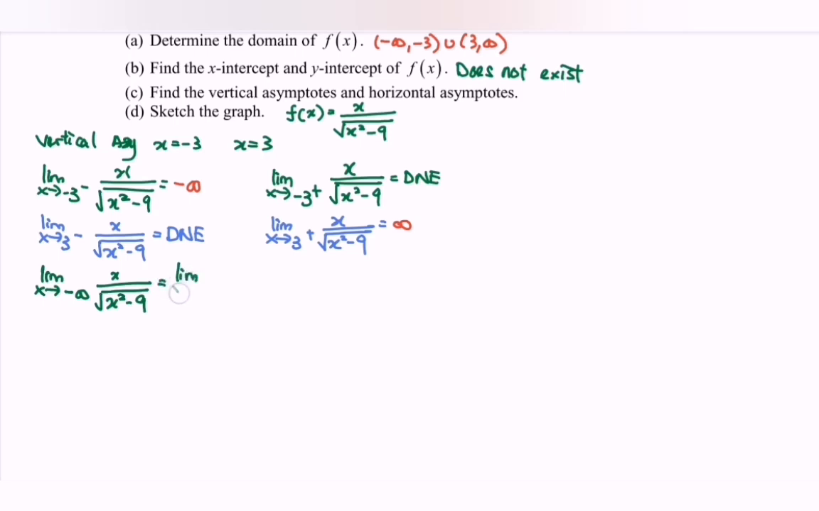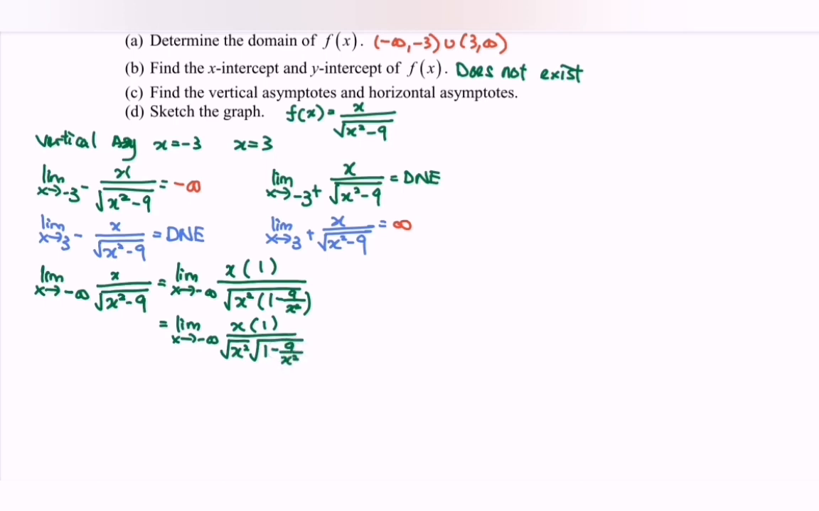Limit x approaching negative infinity. So if we factor out the x, we have 1 over the square root, where we factor out the x squared, so we will have 1 minus 9 over x squared. Simplify the situation. Limit when x approaching negative infinity, we have x multiplied with 1 over the square root of x squared, multiplied with the square root of 1 minus 9 over x squared.